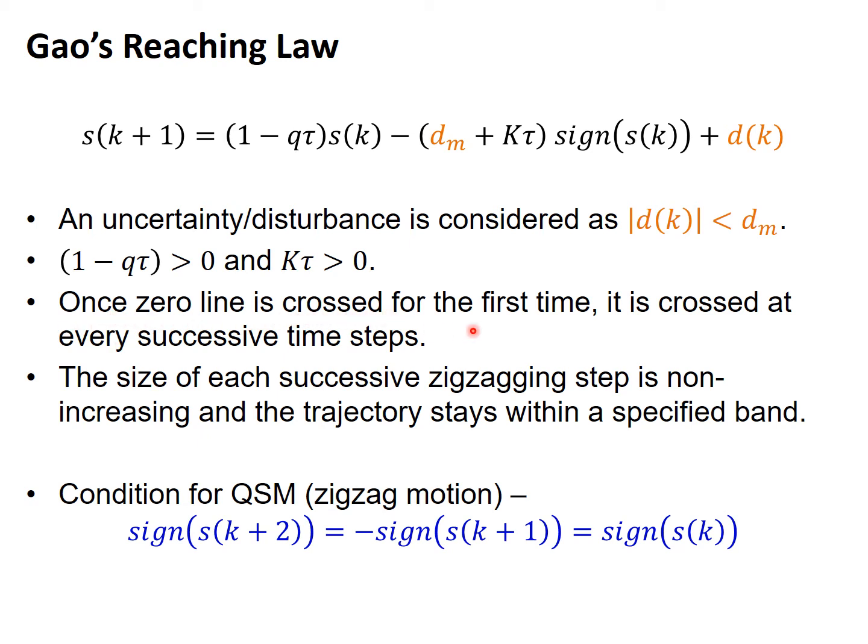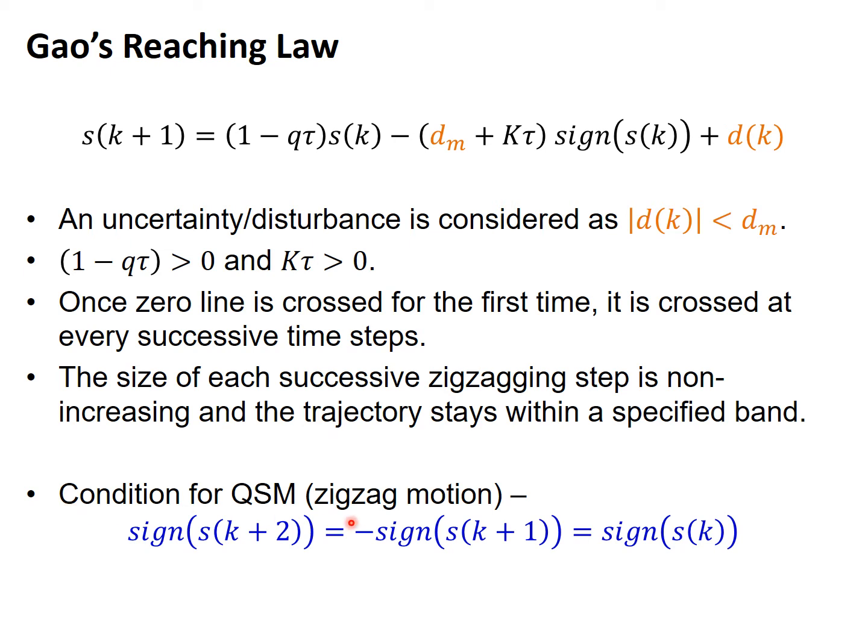Now just let us read through these lines. Once the 0 line is crossed for the first time, it is crossed at every successive time step. Size of each zigzagging step is non-increasing and the trajectory remains within a specified band. These two are the conditions for quasi sliding motion. So the quasi sliding motion condition is not changed. However, the reaching law is changed. So we have to see what are the conditions on q tau and k tau which will guarantee this quasi sliding motion.